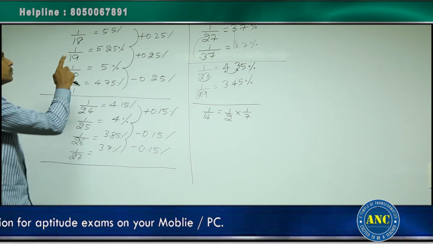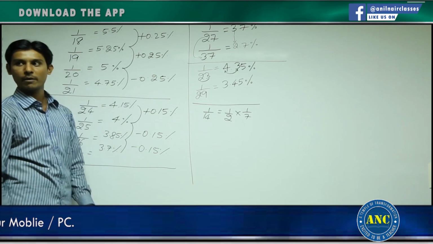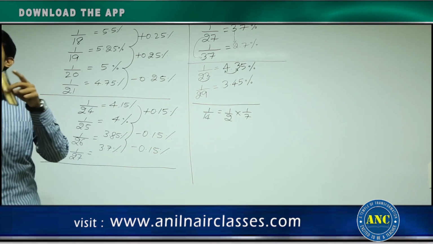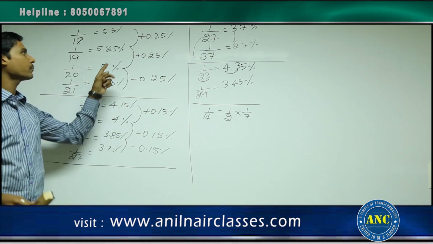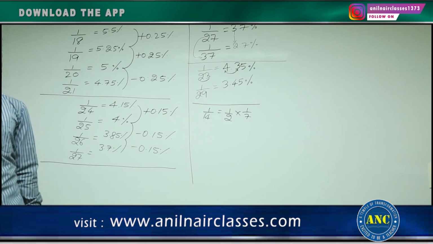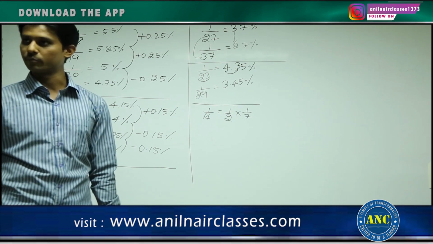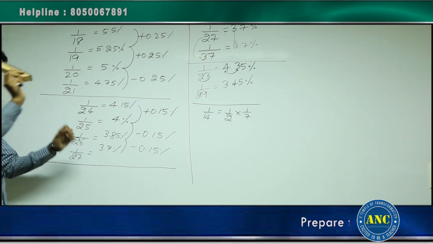I am not telling you, please remember 1 by 19 as plus 0.25 from 5%. That is the way I teach. That is the way you need to remember actually. But if you still have a better approach to remember 1 by 19, please go ahead with that. Our intention is to remember. How you remember is completely up to you. But ultimately you need to remember the value. Right? Clear, right? Now see your problems.